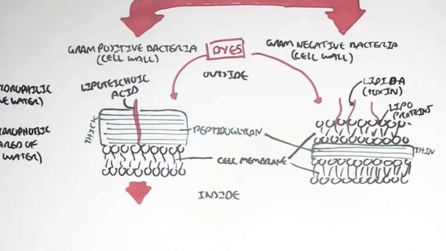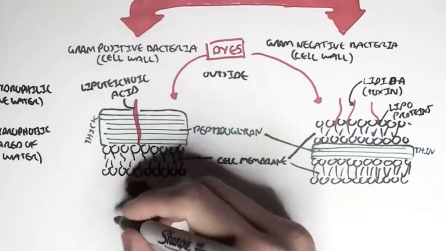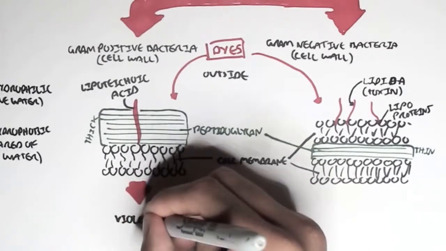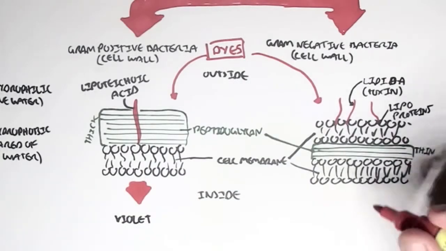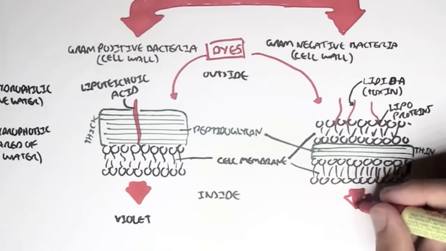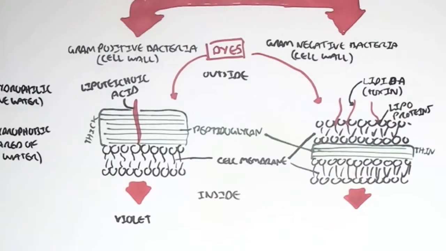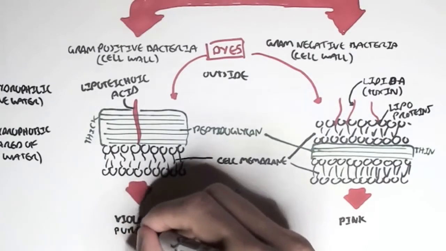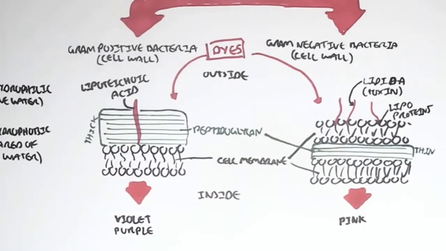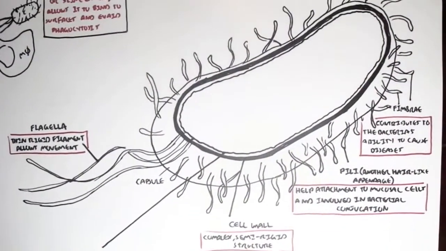Essentially, I'll make a video hopefully on how this process works, but essentially the bacteria with a thick peptidoglycan layer and one cell membrane will have the crystal violet color, which is a bit purplish at the end, and the bacteria which has two cell membranes and a thin layer will have a pinkish red color. And so this is how we classify the bacteria. If it has a purple color after being dyed, it's a gram-positive. If it has a pinkish color after being dyed, it's a gram-negative. Hope this makes sense.